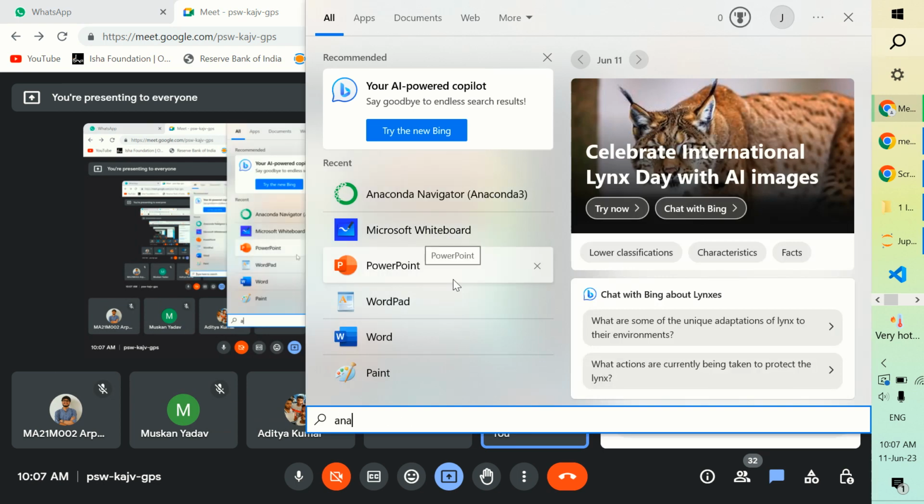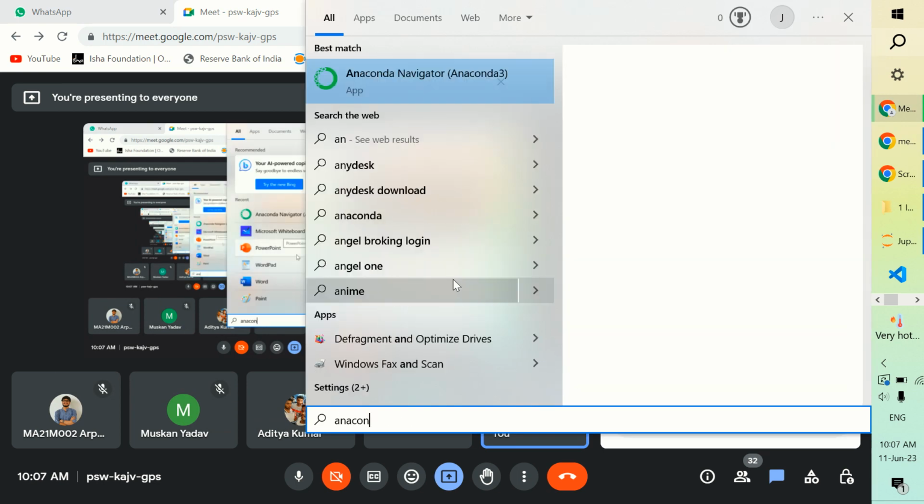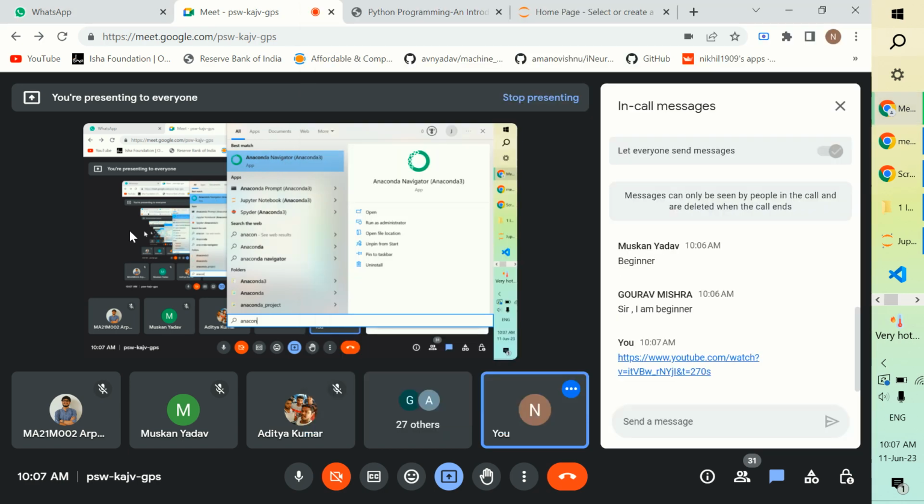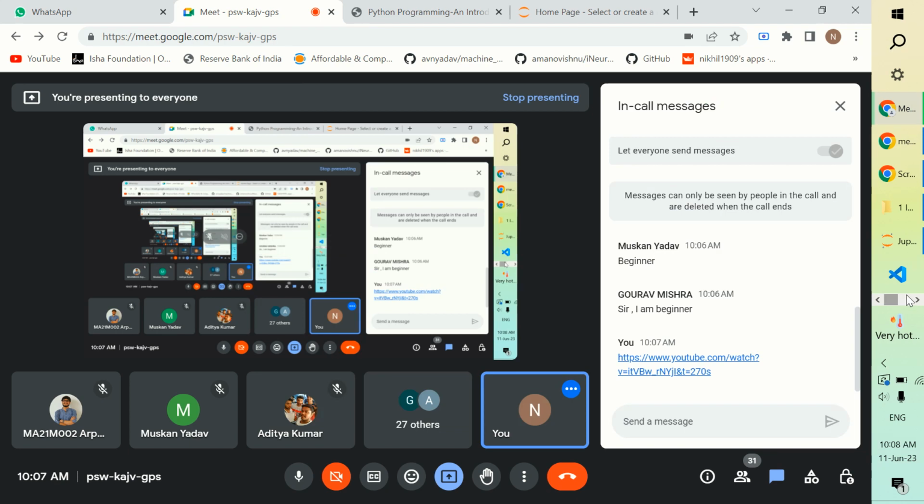Like this, the Anaconda icon will come. If you click on that, it will open like this, right? It's still opening, so I think it will take some time to open.